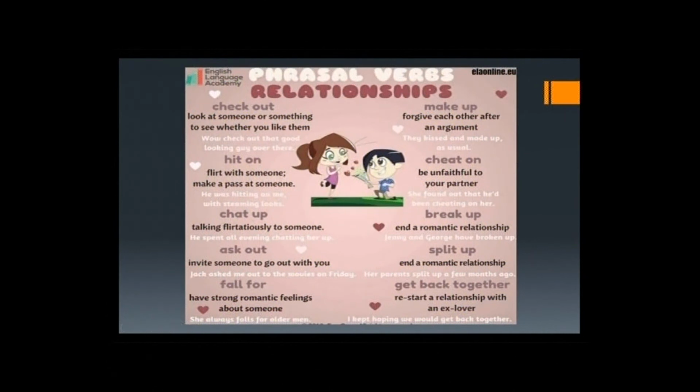Okay. So these are phrasal verbs about relationships. Check out you have done. Hit on, flirt with someone, chat up, ask out, fall for. It's best that you click a photograph, because some things you will have to do by yourself. Okay, make up, cheat on, right?